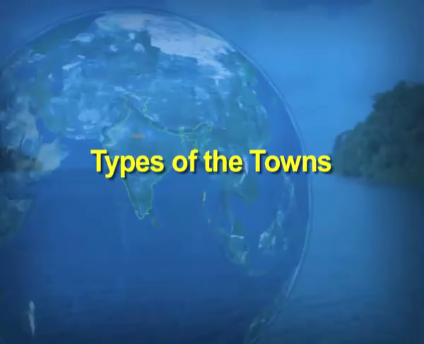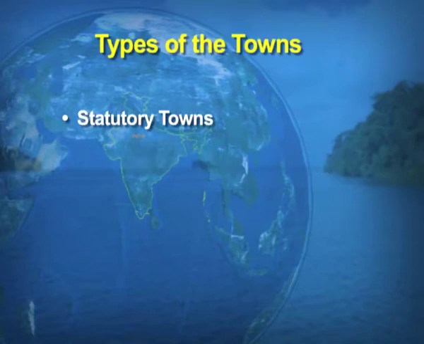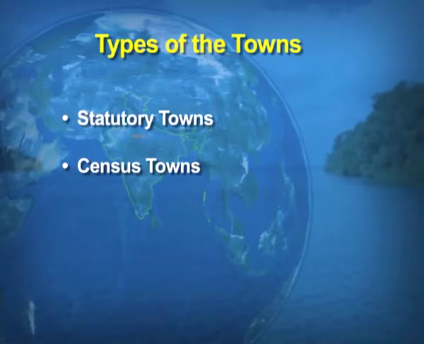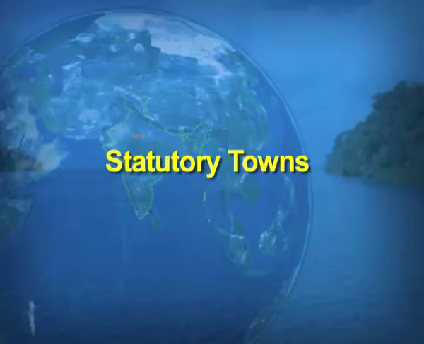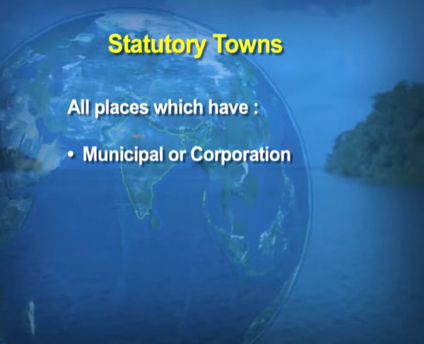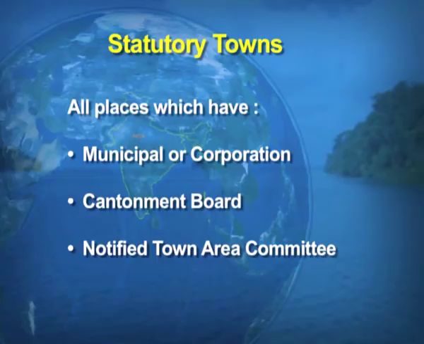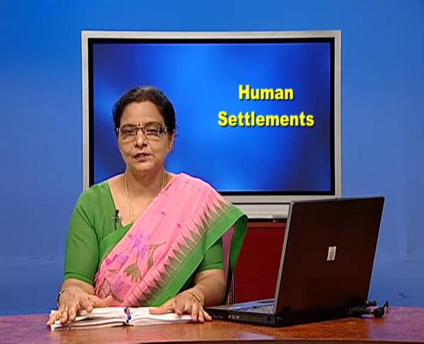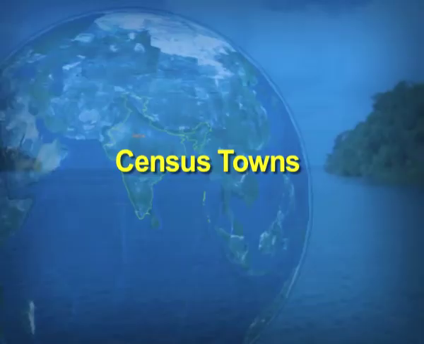Now, we will be talking about the types of towns. Generally, there are two types of towns. One is statutory towns and number two, census towns. Now, children, what are the statutory towns? All the places which have a municipality or corporation, cantonment board or notified town area committee are known as statutory towns. Now, what are the census towns?